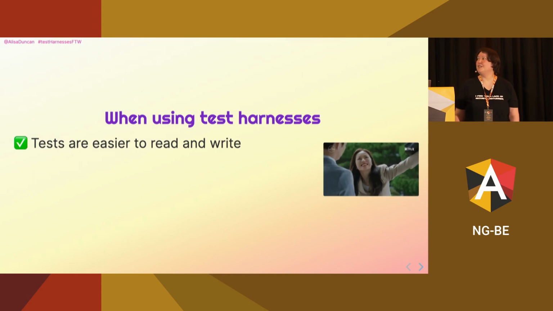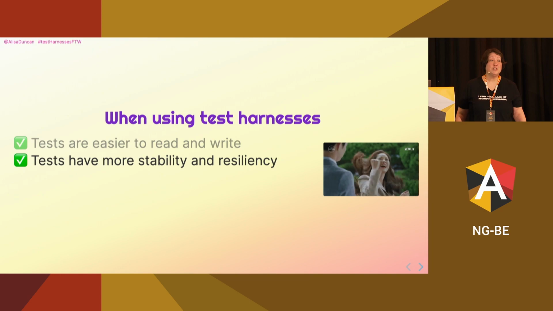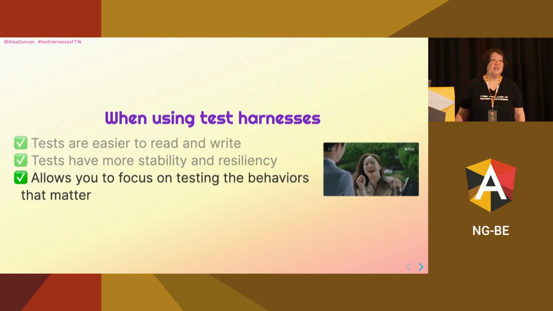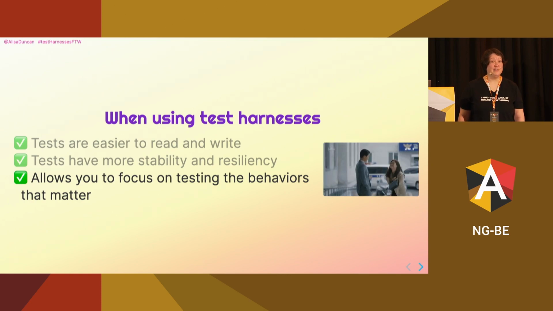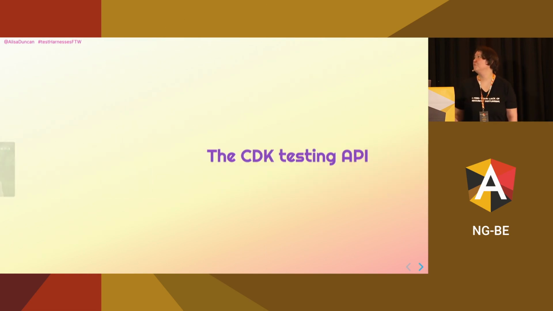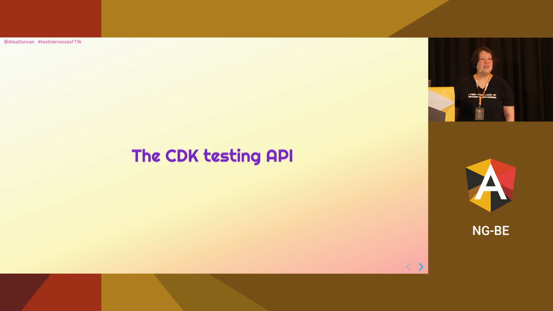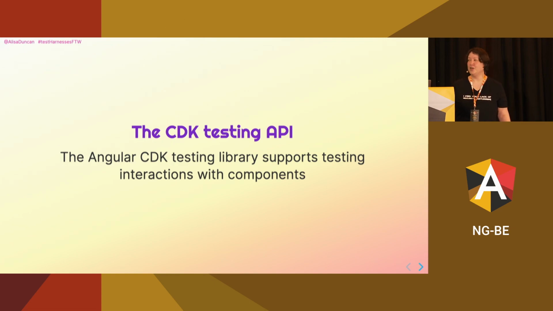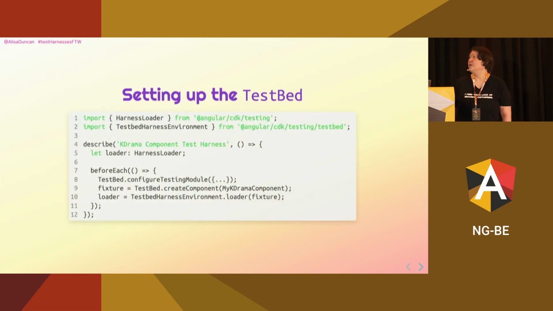So as you can see, when you're using test harnesses, you'll have tests that are easier to read and write, with more stability, more resiliency, less prone to breakage. And it'll allow you to get right to the parts that matter in your test, which is testing the behaviors that we want, not worrying about how to set up a test and how to interact with the elements. The underpinnings of all these test harnesses is built upon the CDK testing API, and it is what supports testing interactions with components. Let's look through how this works by setting up the test bed.